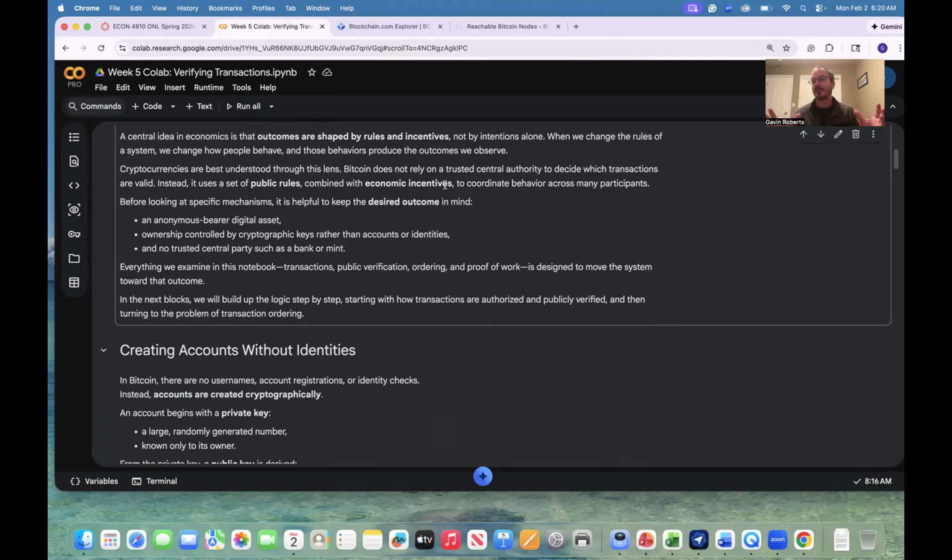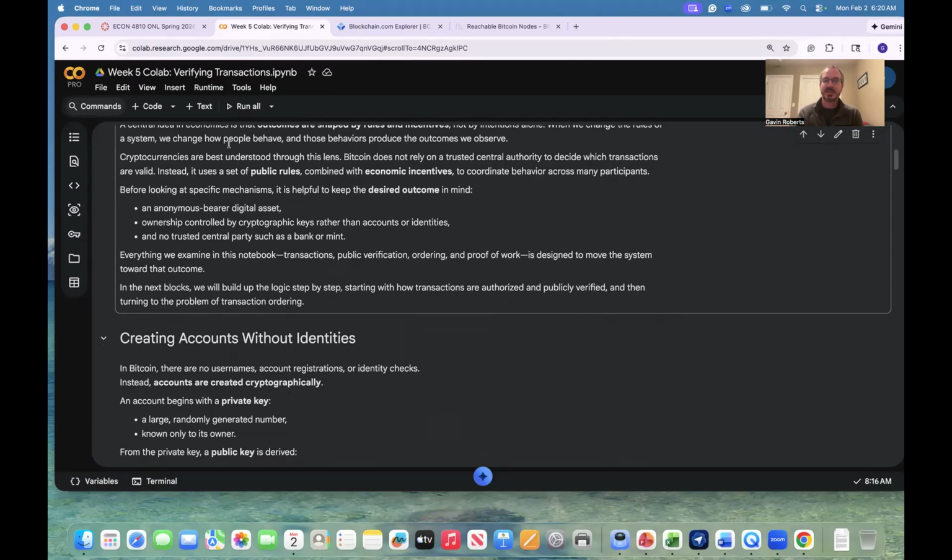It's not just my intentions that lead to outcomes. It's my incentives mixing with rules, and human incentives mixing with the rules of the game, that lead to social outcomes. When we change the rules of a system, we change how people behave, and those behaviors produce the outcomes that we observe. That's a core way of reasoning in economics. Not the only way of reasoning, but one of the main ways that economists explain system outcomes. Why do we observe these outcomes? Because of the interaction between rules and incentives.